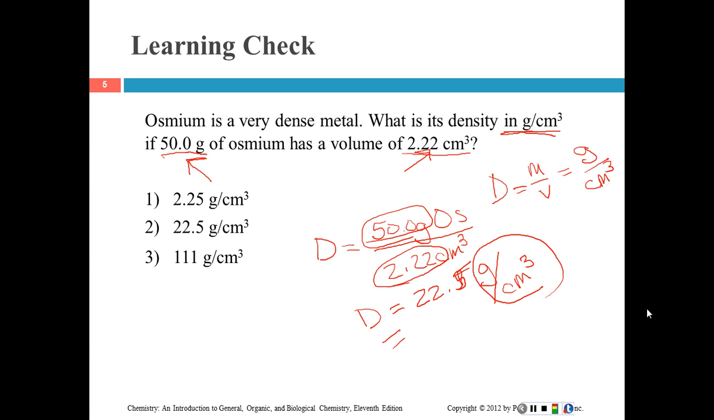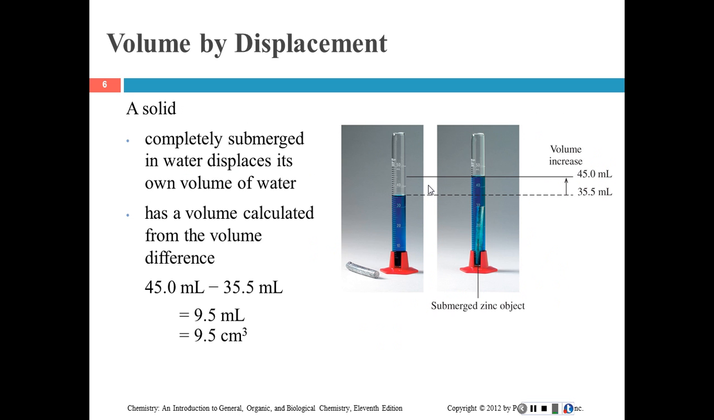Okay, that one's pretty easy though, because all you had to do is just take those two numbers and divide them. So if we know how much something weighs and we know its volume, we can do this calculation. All right, so we have to have a way of figuring that out.